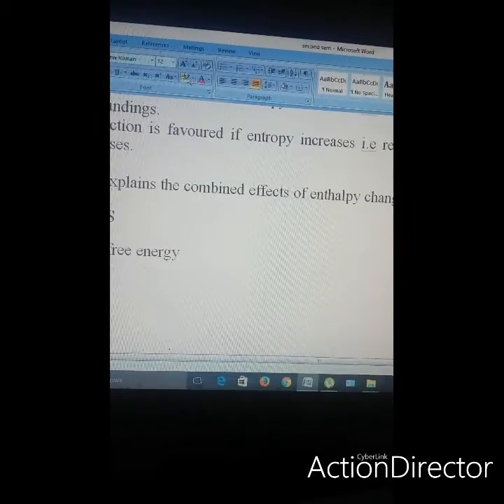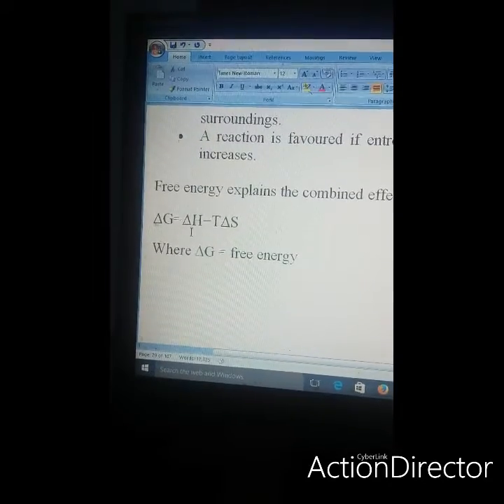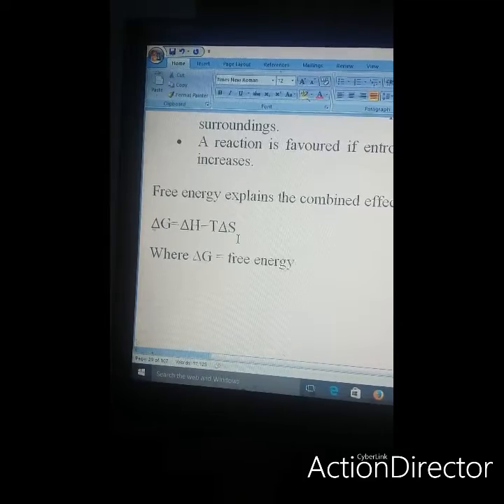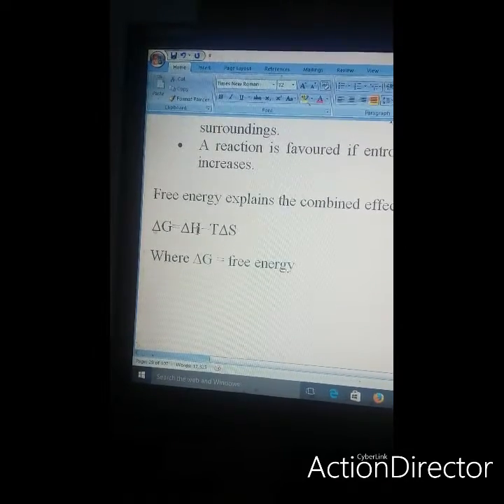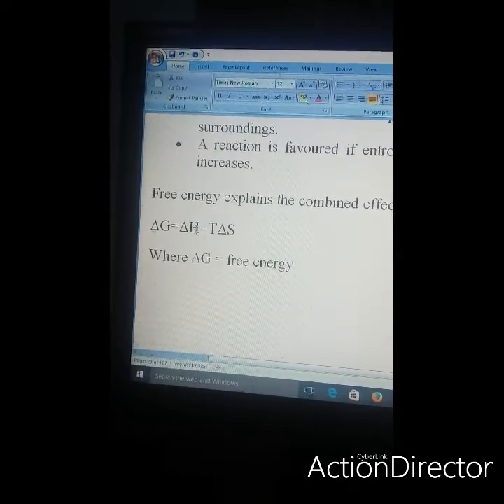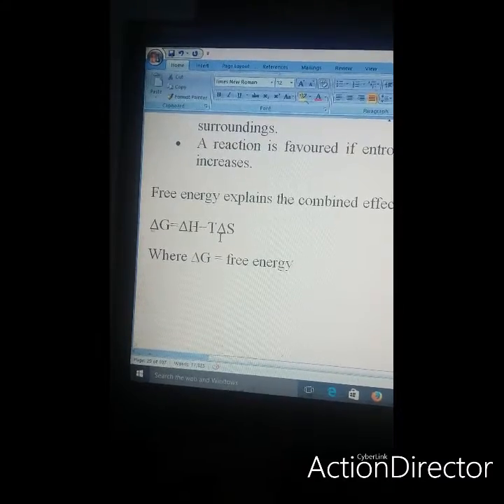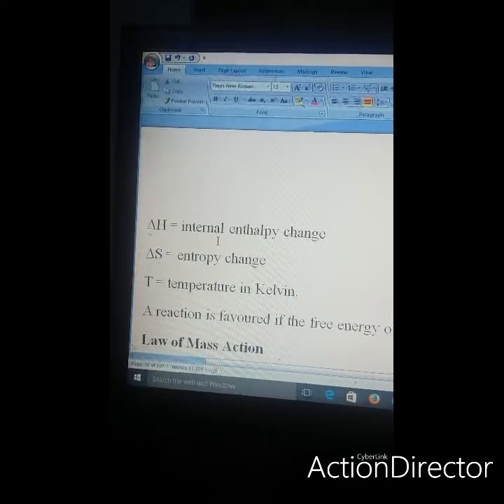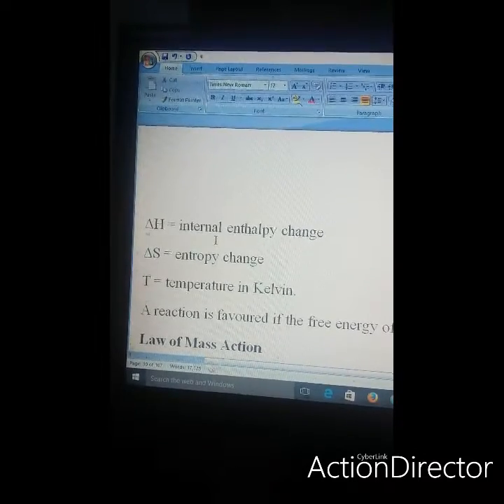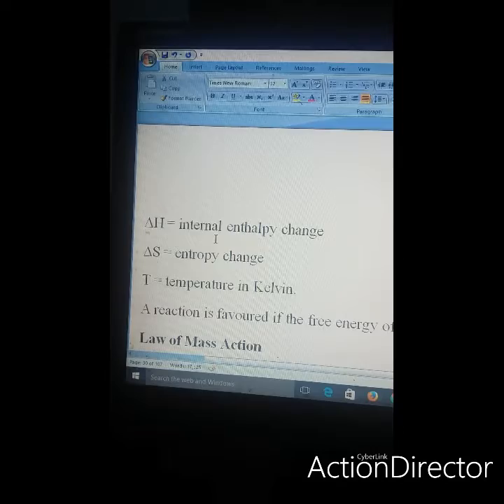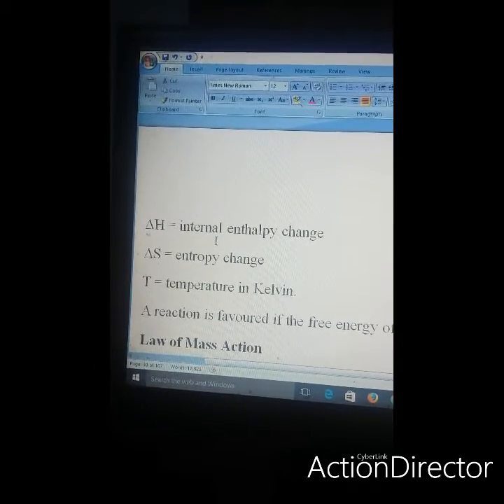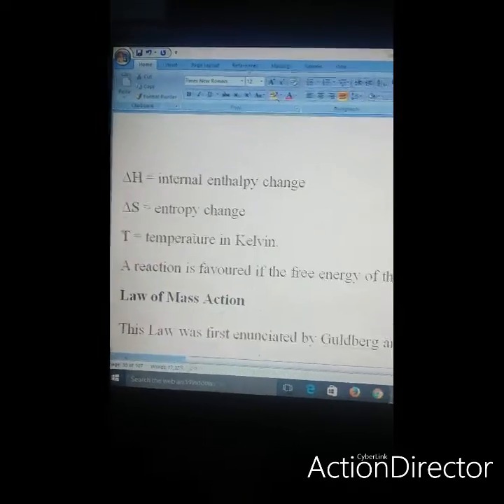So there is an equation which explains this, that is delta G is equal to delta H minus T delta S, where delta G is the free energy, delta H is the enthalpy change, delta S is the entropy change, and T is the temperature in Kelvin. So a reaction is favored if the free energy of the system decreases, and vice versa.